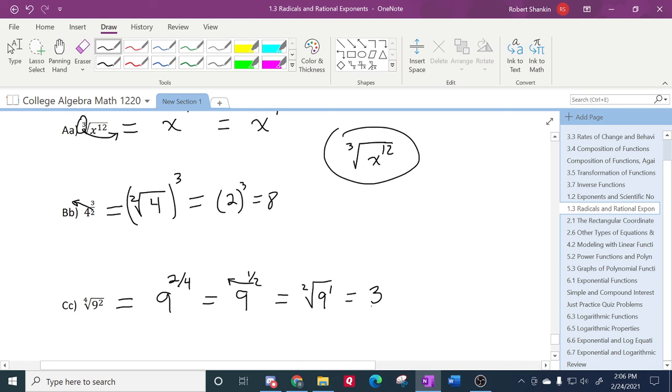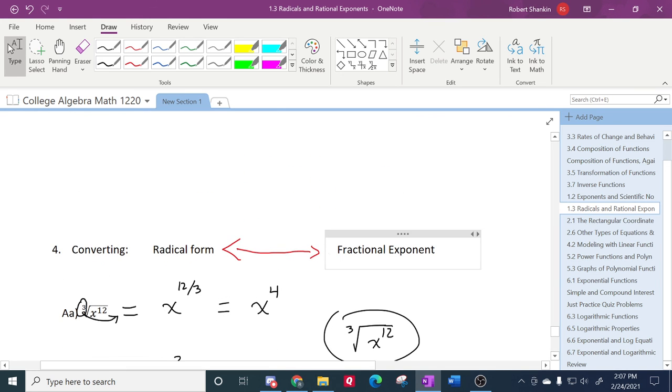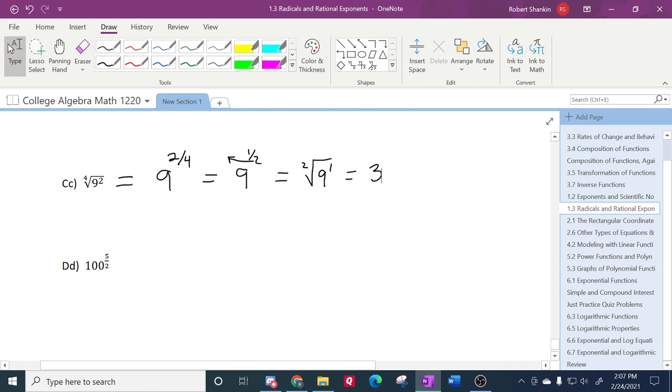This problem wasn't very convenient in a radical form. So I changed it to a fraction so I could reduce the fraction. But then I needed to change it back to a radical again so I could get it as a whole number. So this has going back and forth a couple times here in the same problem, really, to get this as simple as I could get it. So the whole idea that we're working on now is changing back and forth freely between these two formats. All right, do part D.